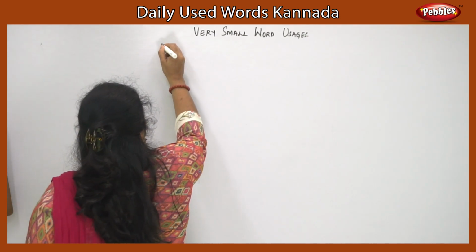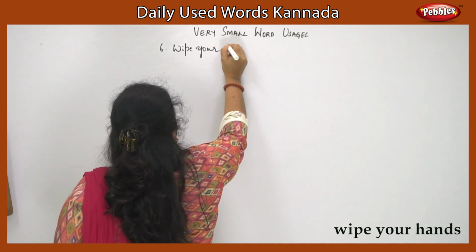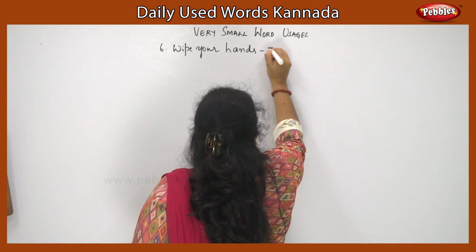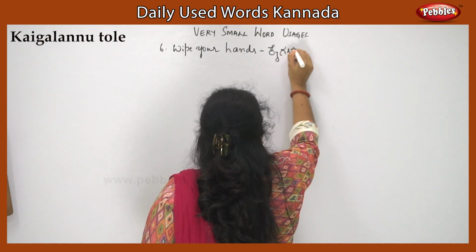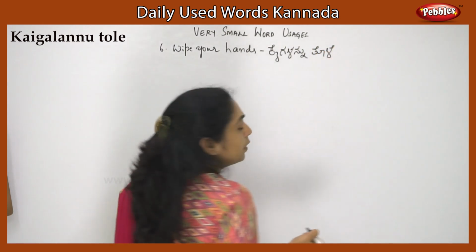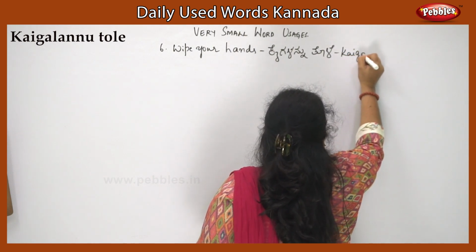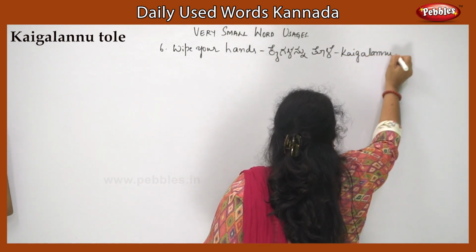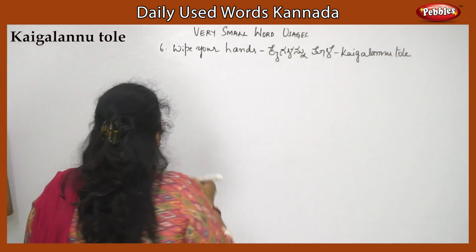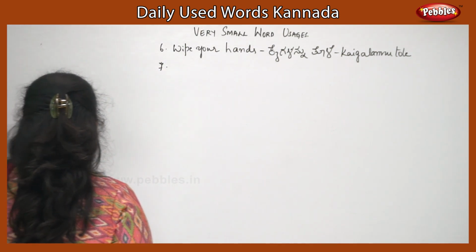Sixth one. Wipe your hands. What is hands? Kaigalu. Kaigalannu toledukko. Tole. Kaigalannu tole. That is kaigalannu tole. Tole or toledukko. Anything you can write or say. Wipe your hands is kaigalannu tole.